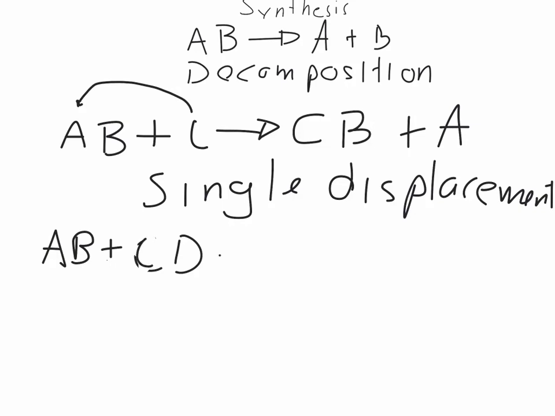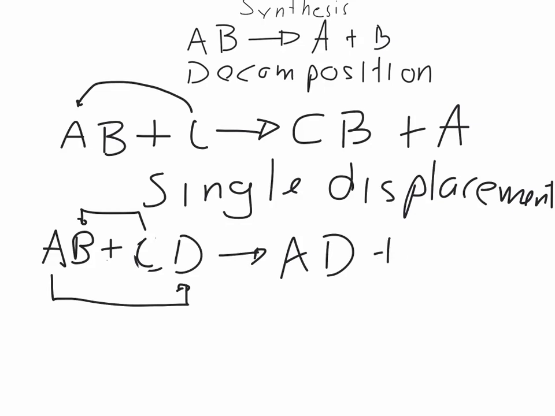In this case, A will get together with D, and C will get together with B. So the result is that you have an interchange of the metal ions in both compounds. So A will be AD plus BC. No, wait, CB. Sorry. Why CB? Because C is the metal, B is the non-metal.